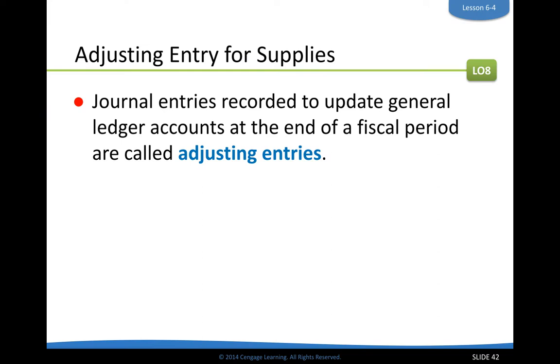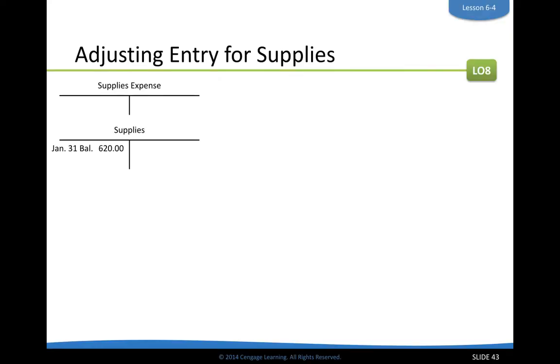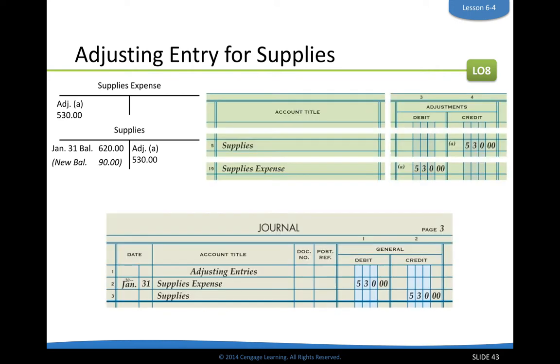We're going to do it as of the end date of the fiscal period or the month, and we call them adjusting entries. If you remember the supplies, throughout the month we accumulated $620 worth of supplies. At the end of the month, we had a balance of 90, which means we used $530 of those supplies. Then we need to journal them and post them to their own accounts.